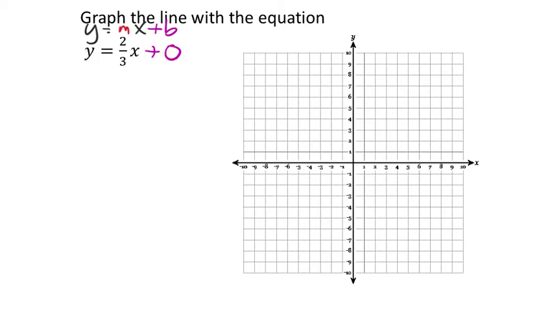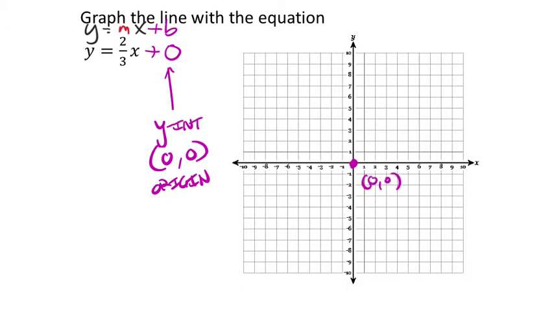Now the reason why this is important is that is our y-intercept, which is directly at the origin, 0, 0. That's the origin, okay? So a little bit of review there on vocabulary. 0, 0 is just right in the middle of the two axes, all right? So that's 0, 0. And then from there, I have my slope, which is the coefficient of x, always the coefficient of x, which is 2/3.